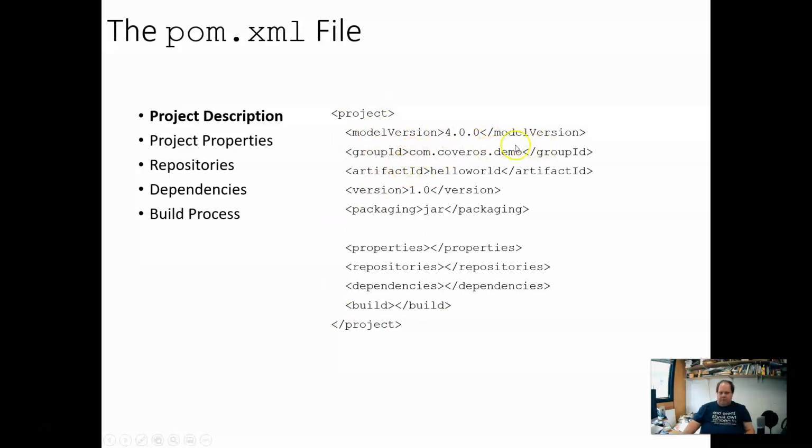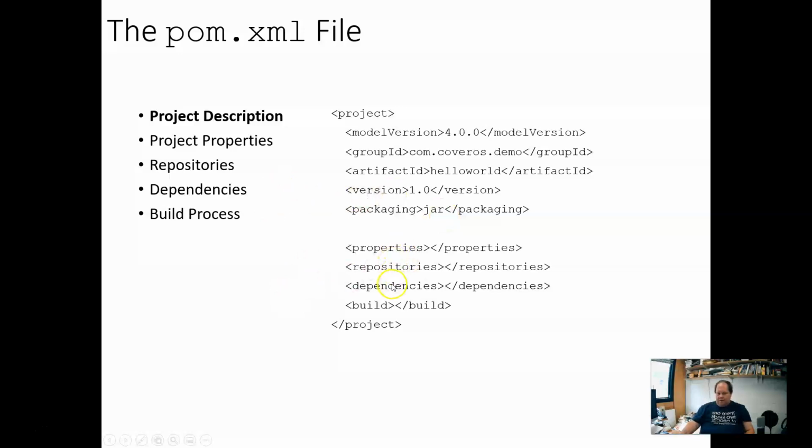We have your group ID, we have the artifact ID, we have the version, so that's your triumvirate of identifiers for the name. And then we have the packaging type. So here we're using the jar packaging. Remember, if I omitted this, if I didn't have a packaging type, this project would default to jar anyway, because jar is the default packaging type for Maven.